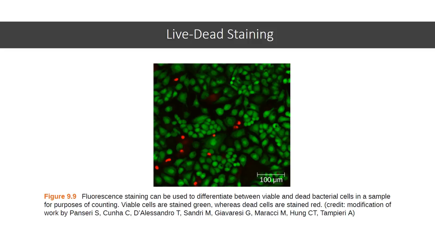So as shown in this figure, the majority of the cells are green. These are live cells, and there are a few cells that are red. These are the dead cells. So again, we could count within a certain area and calculate the number of cells per mL that are either live or dead.